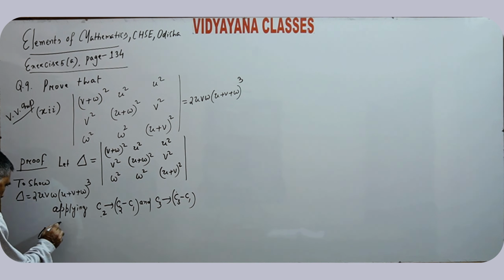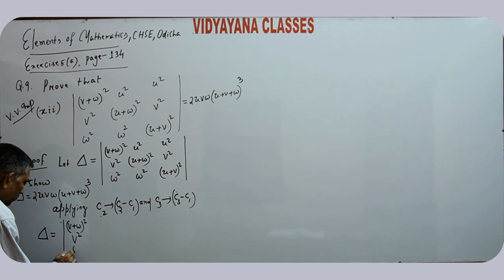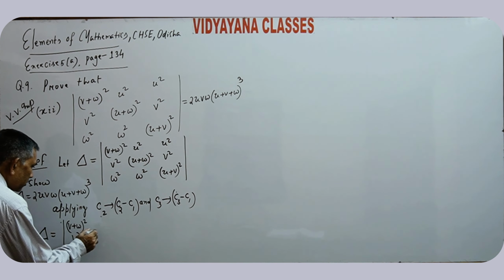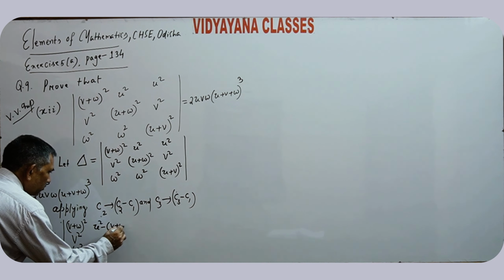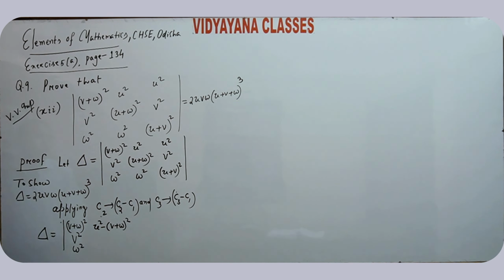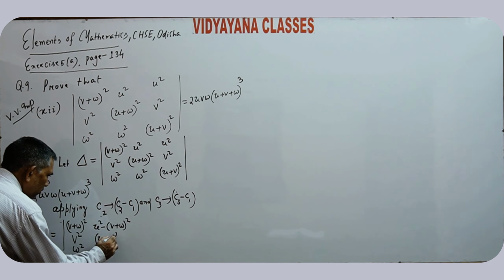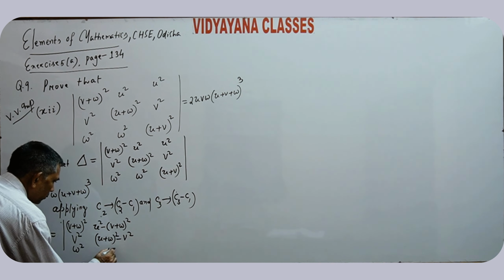Del is equal to the determinant with elements (v plus w) whole square, v square, w square. C2 is replaced by C2 minus C1: u square minus (v plus w) whole square. (u plus w) whole square minus v square, w square.